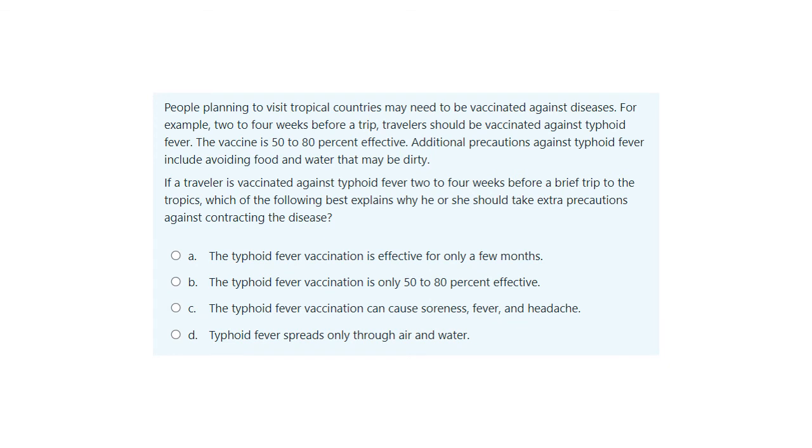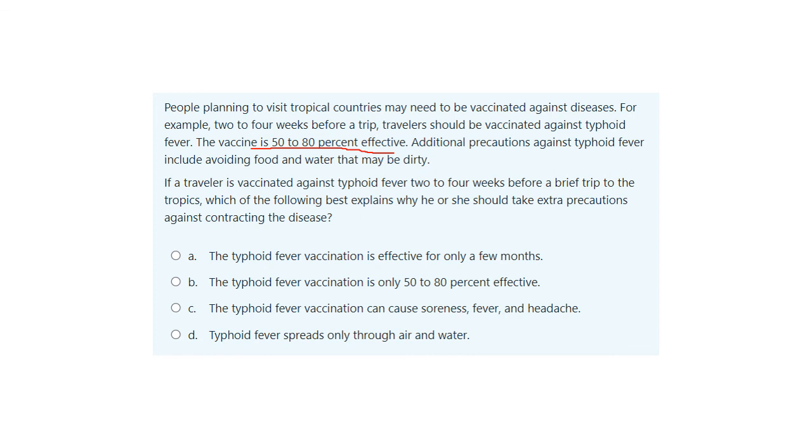On to question 37. People planning to visit tropical countries may need to be vaccinated against diseases. For example, 2 to 4 weeks before a trip, travelers should be vaccinated against typhoid fever. The vaccine is 50 to 80% effective. Additional precautions against typhoid fever include avoiding food and water that may be dirty. If a traveler is vaccinated against typhoid fever 2 to 4 weeks before a brief trip to the tropics, which of the following best explains why he or she should take extra precautions against contracting the disease?